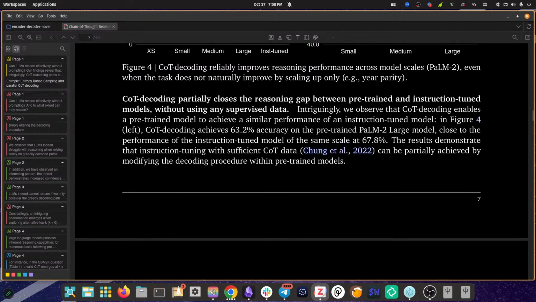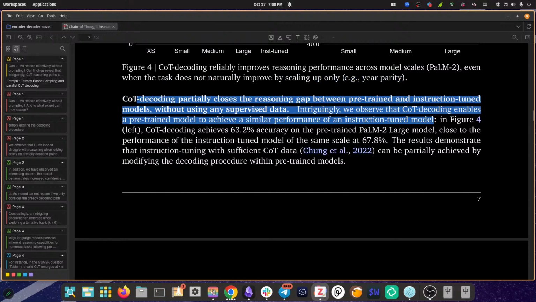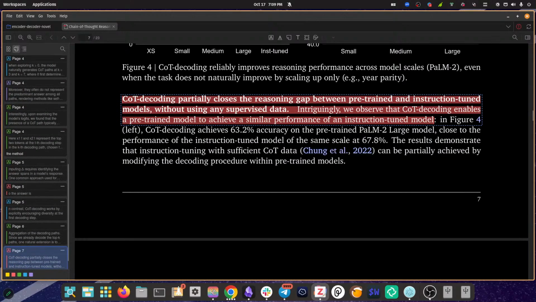What I'm wondering is once we get to the limitations section, that's really what I want to know. It partially closes the reasoning gap between pre-trained and instruction-tuned models without using any supervised data, which is interesting. COT decoding enables a pre-trained model to achieve similar performance to an instruction-tuned model, which I guess makes sense, because if that delta is telling you there is a chain of thought here, then it doesn't really matter if you've tuned for a particular type of response, because you are explicitly searching for that exact type of response, provided that this delta continues to be useful.